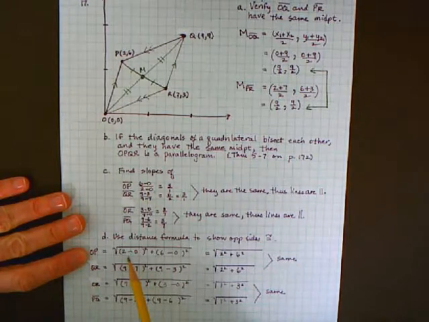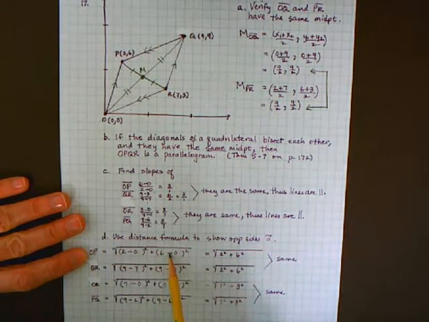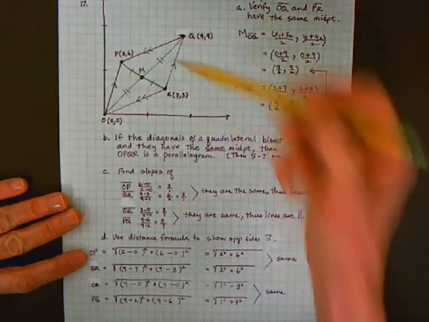Okay, so the distance formula: the square root of the sum of the squares of the differences of the x and the y coordinates. Okay, so let's look at OP here.